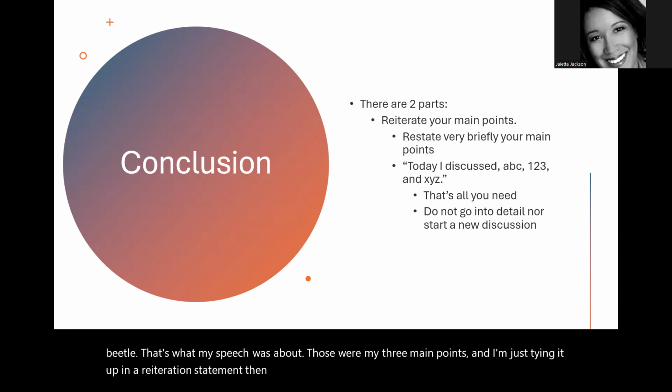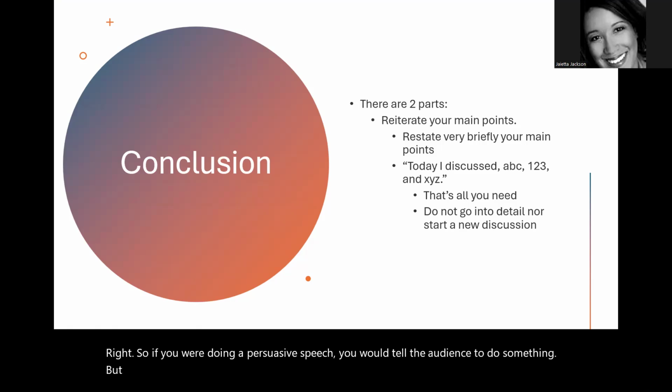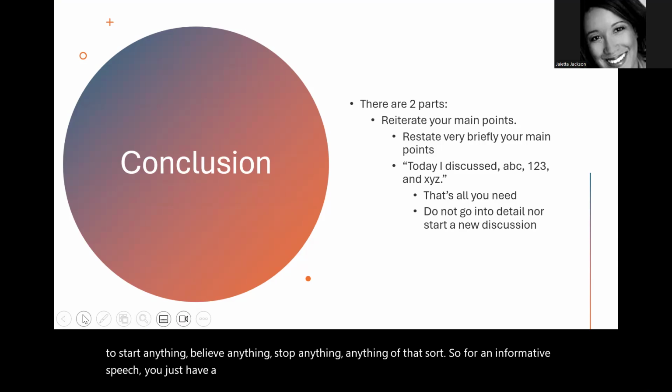Then after your reiteration statement, you will have a final concluding statement. So now you know more about the African beetle, right? If you were doing a persuasive speech, you would tell the audience to do something. But in an informative speech, you do not tell the audience to do anything. You don't tell them to start anything, believe anything, stop anything, anything of that sort. So for an informative speech, you just have a conclusion.